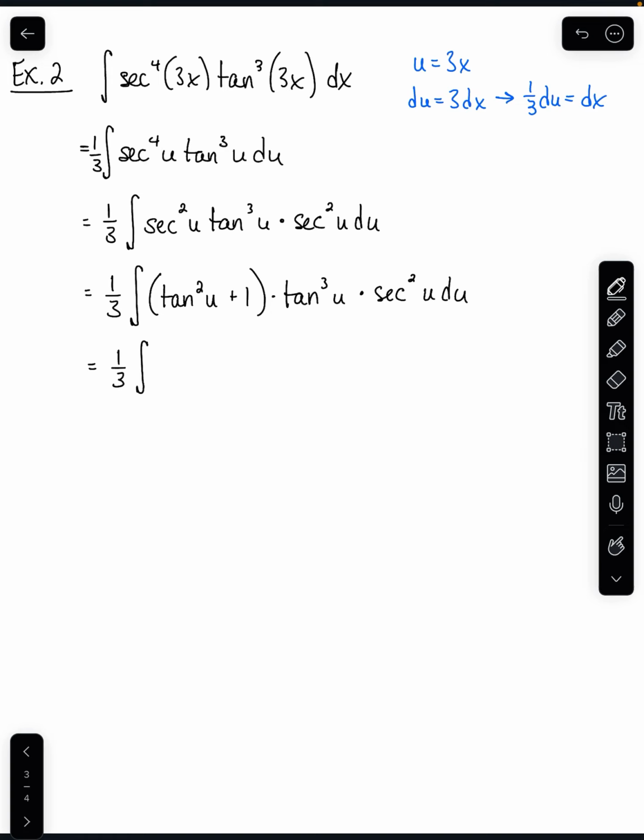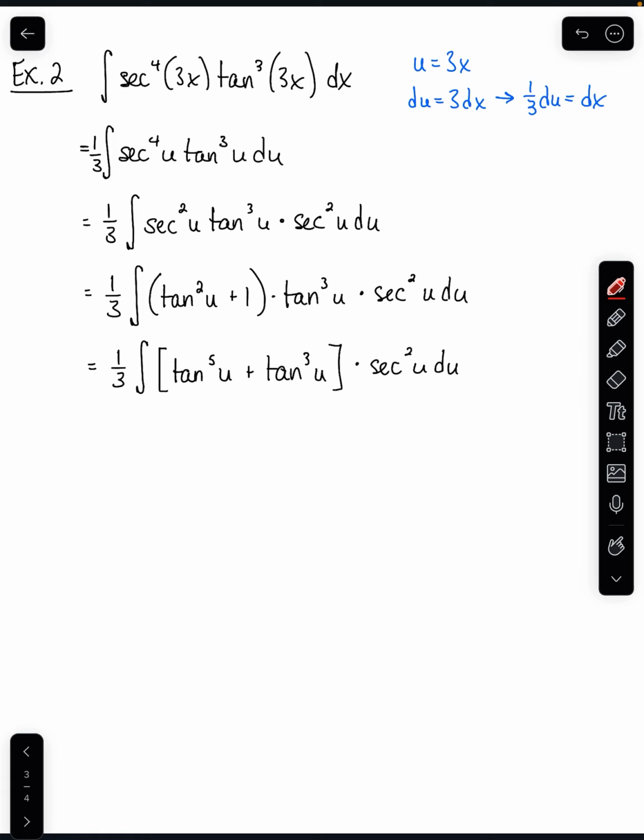We can distribute the tangent cubed to make this into tangent to the 5th of u plus tangent cubed of u, and then times our secant squared of u du. And now we're ready to do our other substitution.